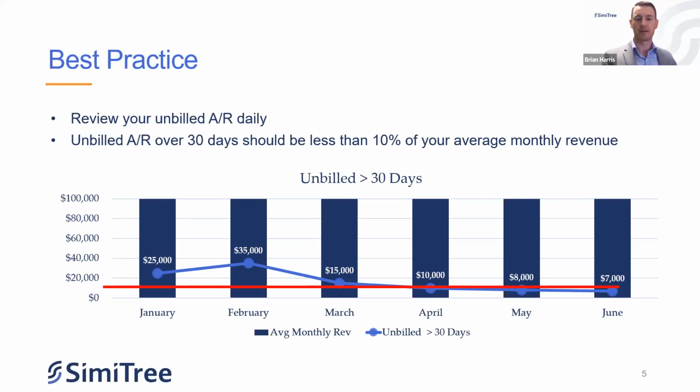So the example that we give below, and I'll use some round numbers here, is that if you have $100,000 in average monthly revenue, your unbilled AR aged out over 30 days should be less than 10 grand. And if it's higher than that, you really want to drill into that by reason. And we do recommend looking at that daily. So again, we want to try to give some benchmarks that you can aim for here. And again, really focusing on if claims are getting out to that 30-day mark and we haven't billed them yet, what are the reasons why?